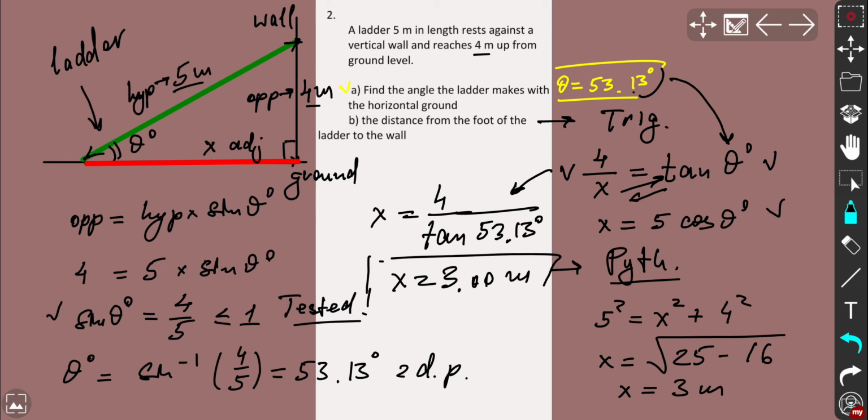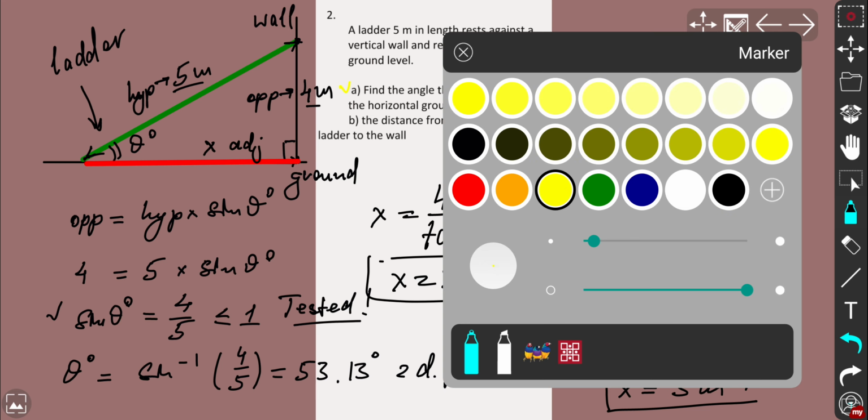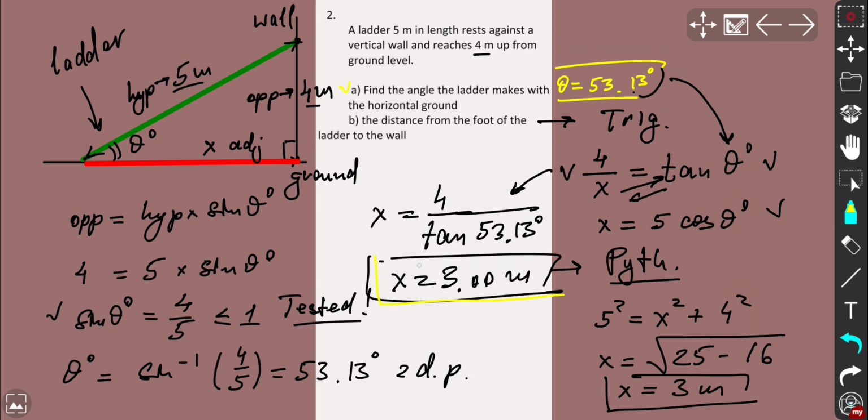So 3 meters. As you can see, tricks along with Pythagoras give you lots of flexibility. That was the answer for part B. Make sure you have the same 3 meters, and that's it. That was pretty easy, I hope, for you guys, because it's actually basics.